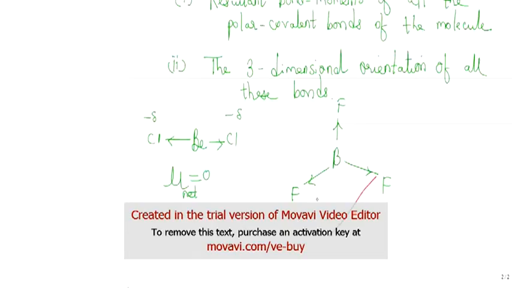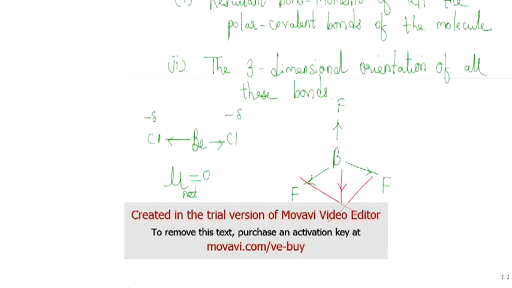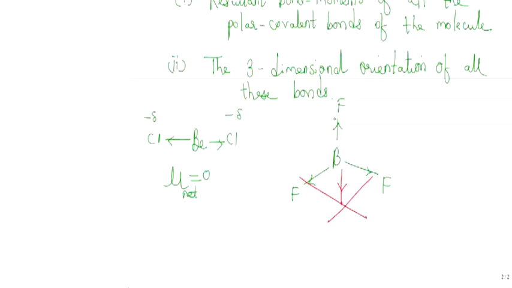You can use the law of parallelogram of forces for knowing the dipoles of these 2 bonds. The resultant dipole goes like this. In the parallelogram, the resultant dipole is given by the diagonal. The resultant dipole of these 2 polar covalent bonds is in downward direction, exactly opposite to the direction of this bond, and therefore the bond moments of these 2 would cancel out, and the net dipole moment is 0.